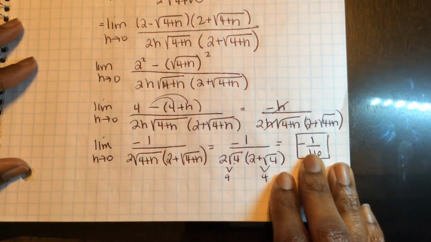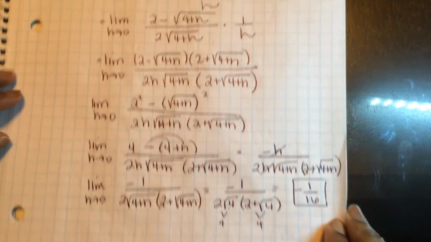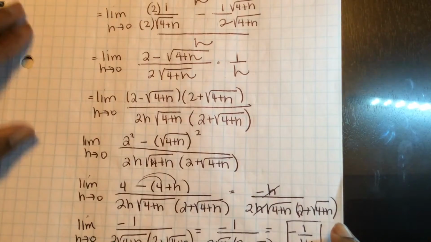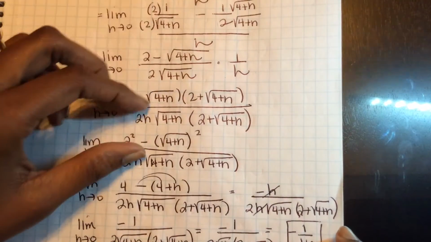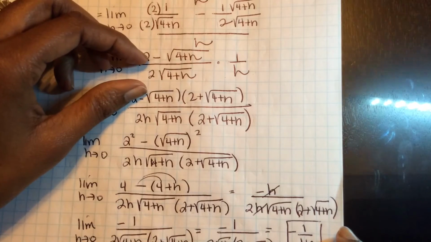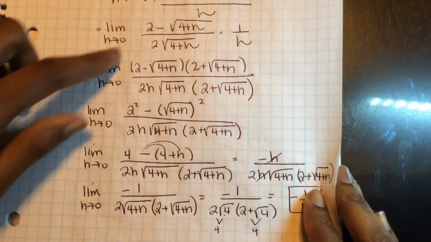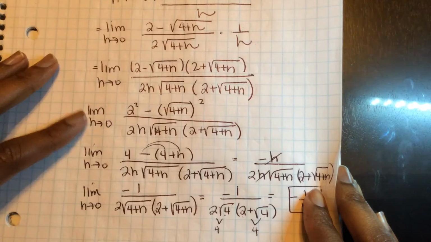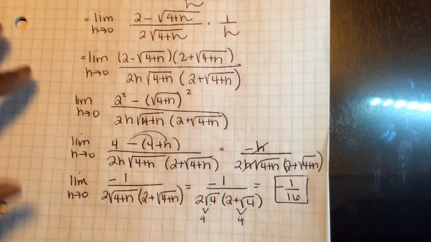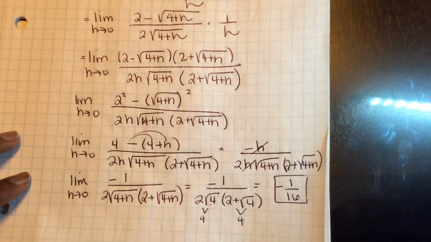So this problem was interesting because you not only had to simplify a complex fraction, but once you got it into the fraction form, then you had to multiply by the conjugate of your radical expression in order to cancel. So that's definitely an interesting problem.